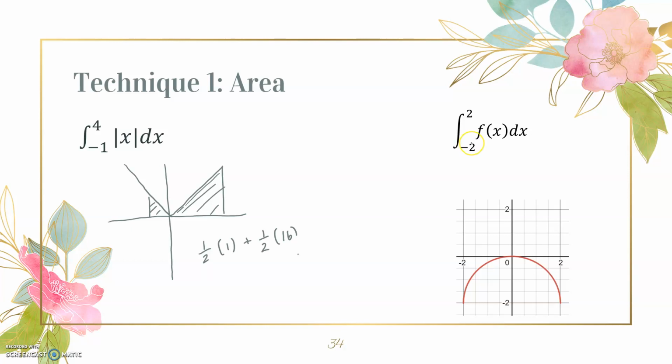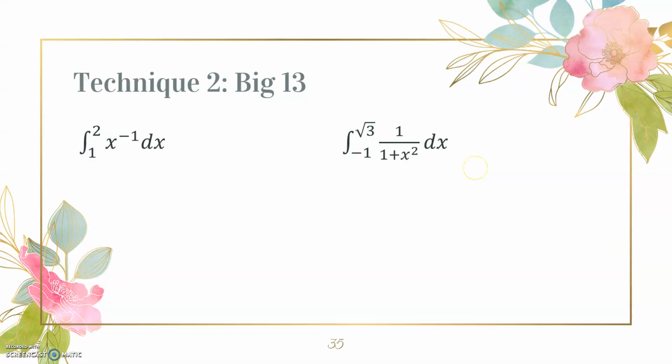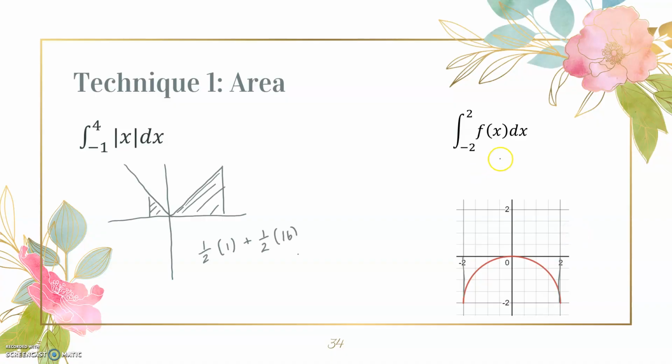The other technique is if you have a semicircle, we're doing the integral from -2 to 2. So we're doing the rectangle minus the semicircle. So it'd be 4 times 2 minus 1/2 pi r squared, and r is 2. So that's the idea with using area.